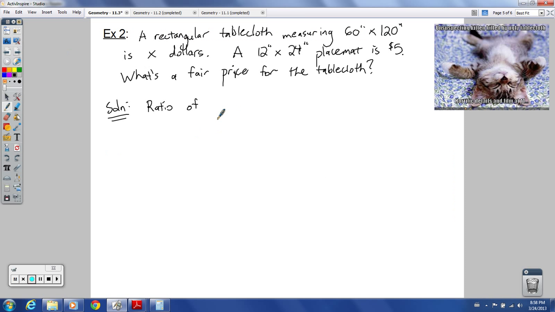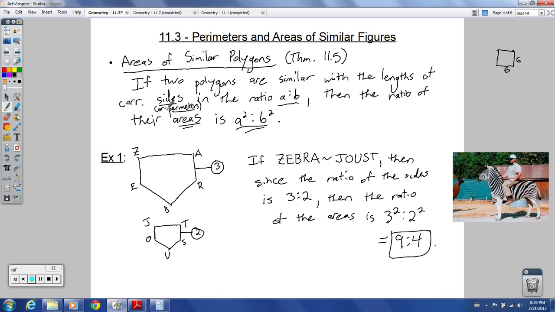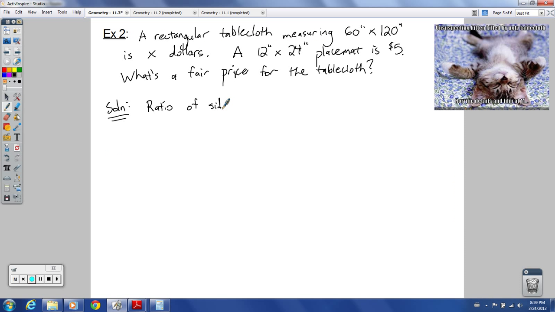And so here the ratio of the perimeters, it's the same thing. It is corresponding sides or perimeters, but the ratio of the sides, I'll put sides slash perimeters because they're both the same. So if I were to figure out the perimeter of this actual tablecloth, I would do 60 plus 120 plus 60 plus 120. And I could do that here as well, but if I compare matching up sides, it should be the same.